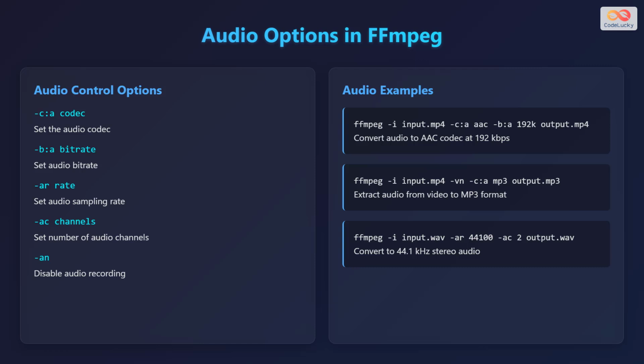As an example, the command ffmpeg -i input.mp4 -c:a aac -b:a 192k output.mp4 converts audio to the AAC codec at 192 kilobits per second. Another example, ffmpeg -i input.mp4 -vn -c:a mp3 output.mp3 extracts audio from a video into the MP3 format. Finally, the command ffmpeg -i input.wav -ar 44100 -ac 2 output.wav converts the audio to 44.1 kHz stereo audio.